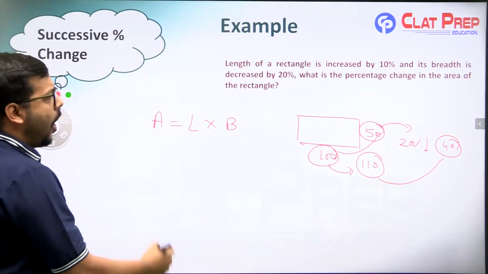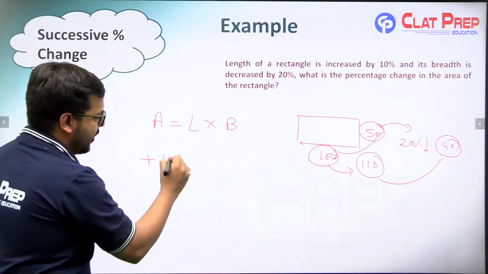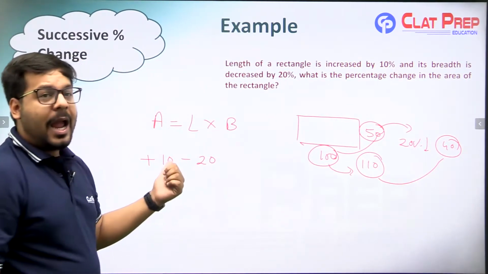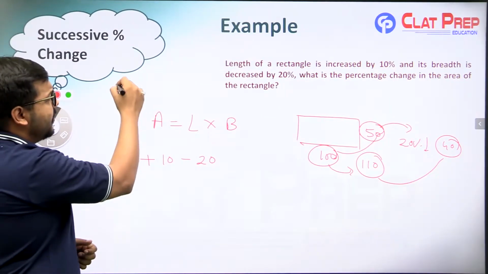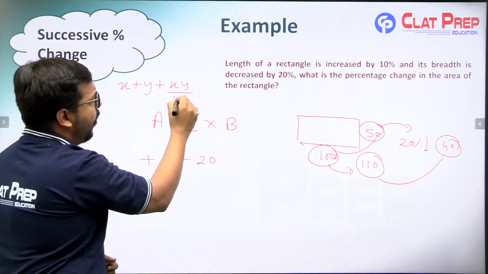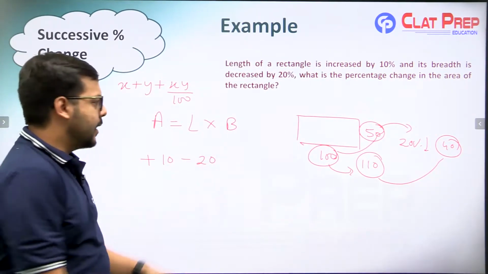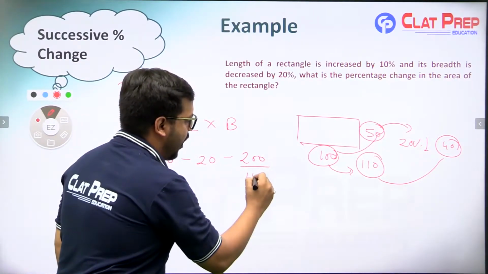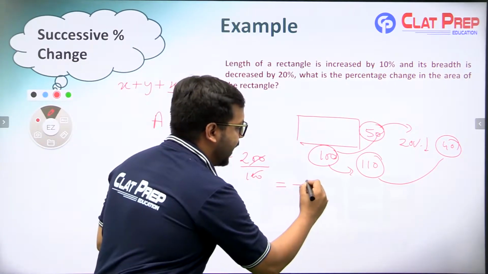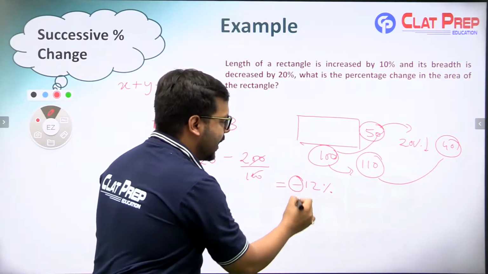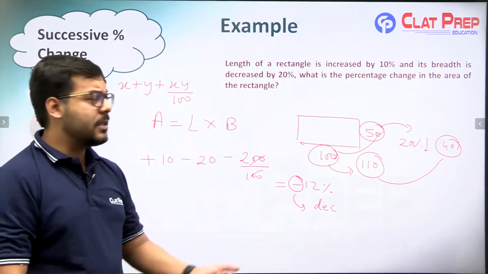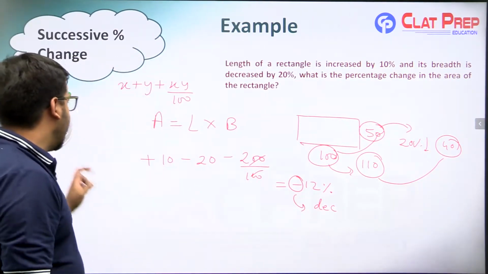How are we going to do it? Obviously, if the length is increased by 10%, the percentage change is plus 10. If the breadth is decreased by 20%, the percentage change is minus 20. And we just learned the concept of successive percentage change, how do we calculate it? It is x plus y plus xy upon 100. So this is plus 10 minus 20 minus 200 upon 100, and I can easily see that the overall change will be minus 10 minus 2, that is minus 12%. Now what does the minus sign show here? Minus sign shows that the area has decreased, and by what percent? 12%.